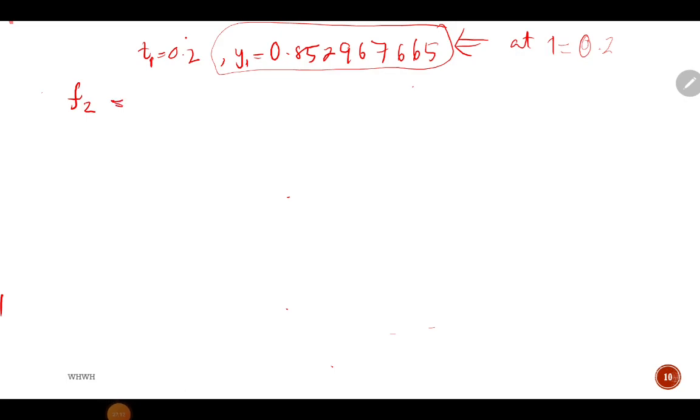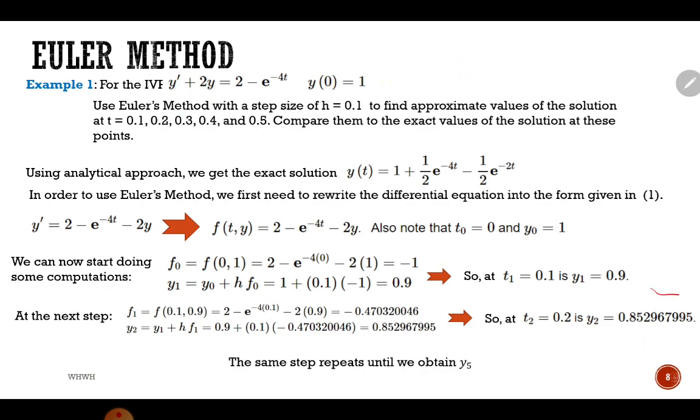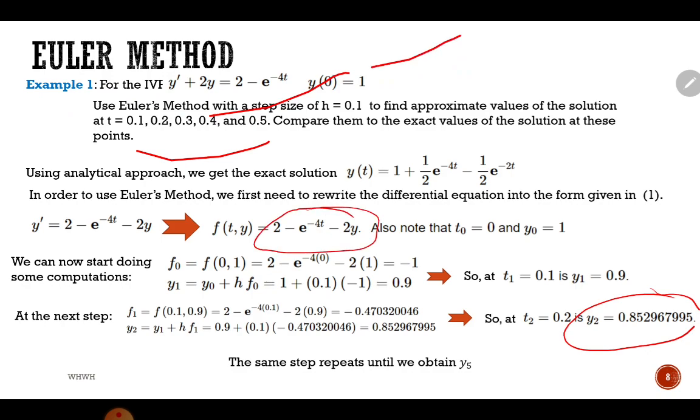F2 adalah, okay, sama dengan F at T equals to F T2 Y2. Okay, ni silap ni, Y2 tadi kan. This is Y2. Okay, tak percaya tengok ni. This is Y2 kan. Saya tidak tulis tadi. Okay, so F2 Y2 kita akan masukkan dalam equation ni kan.